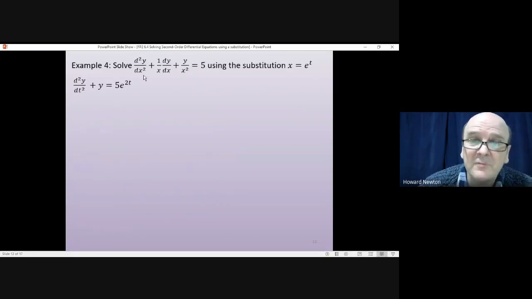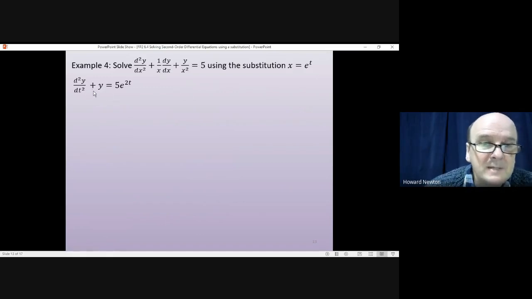So we started off with a second order differential equation with variable coefficients that we were not able to solve. By using the substitution x equals e to the t, we've transformed that into a second order differential equation with constant coefficients.